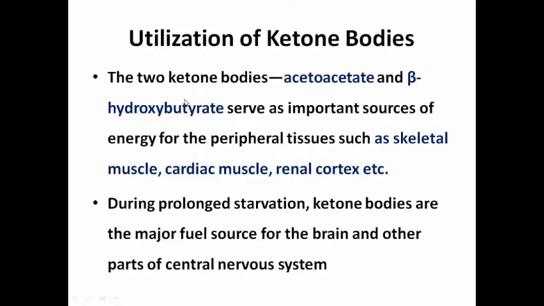Let us see. The two important ketone bodies are acetoacetate and beta hydroxybutyrate. What is the role here? It is an important source of energy. It gives energy for the peripheral tissues. What are the peripheral tissues? Skeletal muscle, cardiac muscle and renal cortex in the kidney area. In these peripheral tissues, acetoacetate and beta hydroxybutyrate serve as a fuel, giving energy to the peripheral tissue. That is the main role.